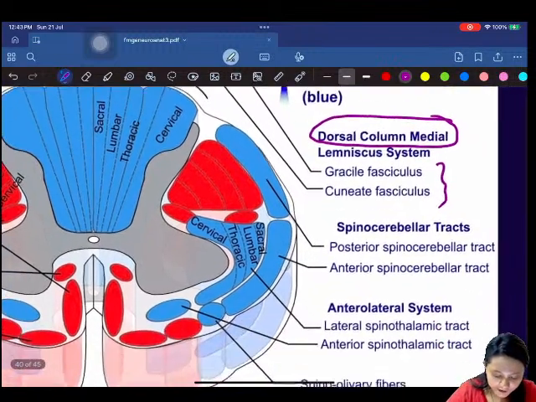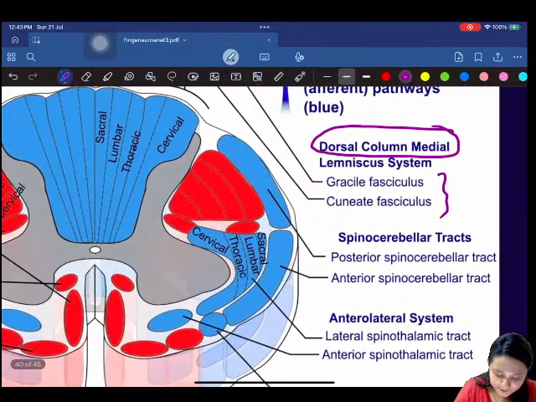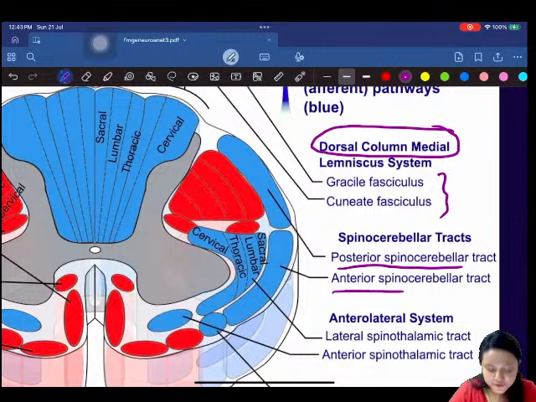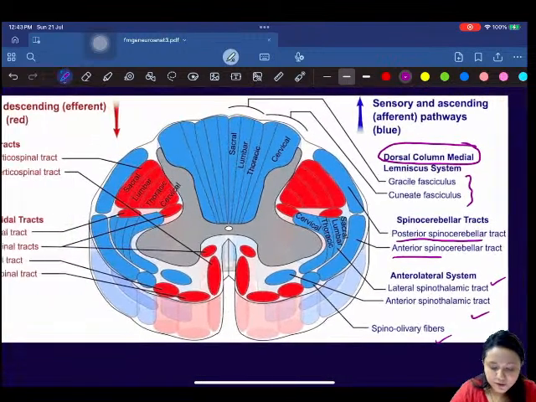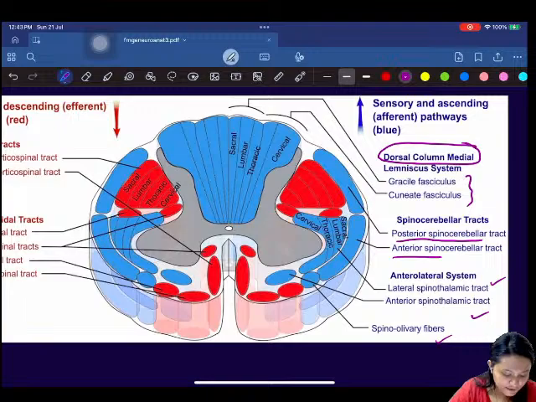Then the spinocerebellar tract is in the lateral column. You have the posterior spinocerebellar and the anterior spinocerebellar. In the anterolateral system, you have the spinothalamic tract: the anterior spinothalamic, lateral spinothalamic and the spino-olivary fibers. These are the ascending fibers, those are sensory.